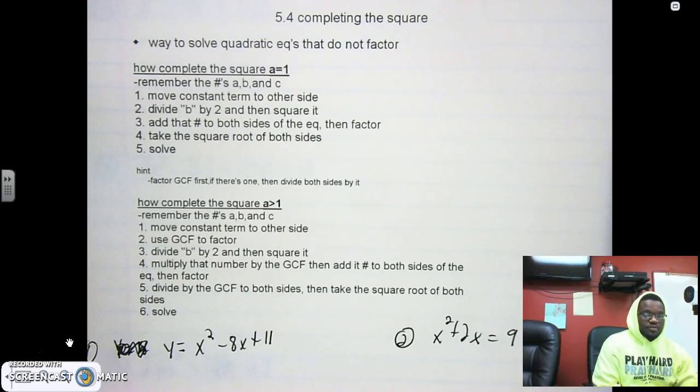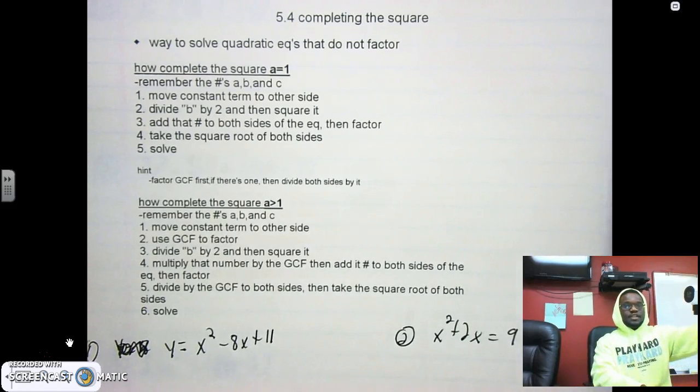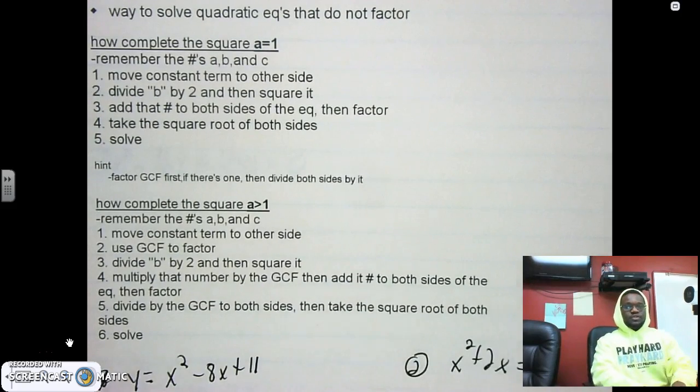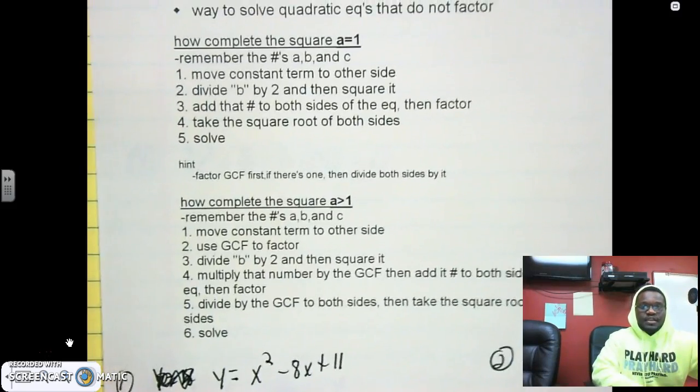Alright, we're going to talk about completing the square. Completing the square is another way to solve quadratic equations, and we also use completing the square to do something else. We'll talk about that later, but the way we're going to learn completing the square today is by using it to solve quadratic equations. I got two versions of it here, and I'm probably not going to go slow enough for you to get these all down, but there's two versions here.